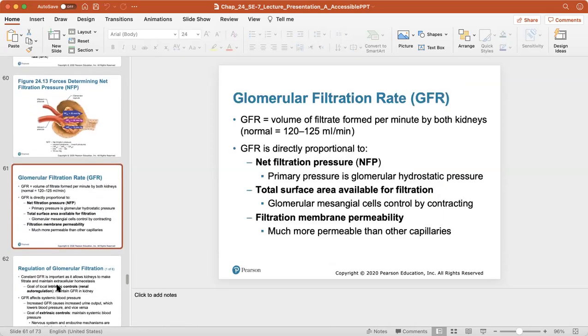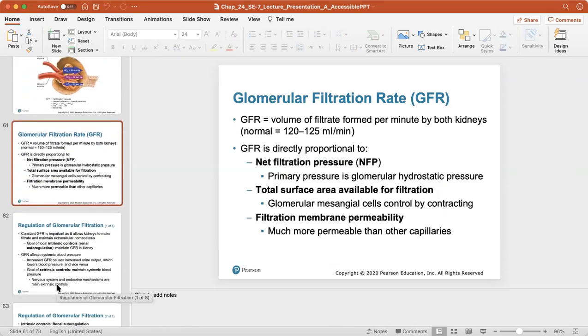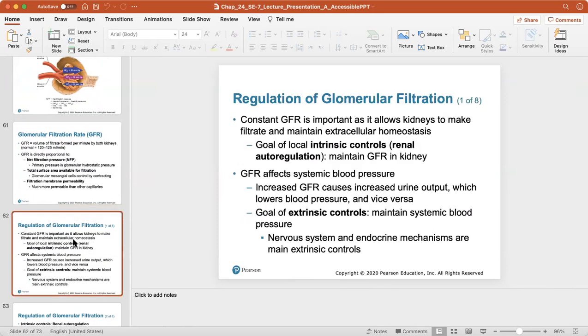The glomerular filtration rate is the volume of filtrate formed per minute by both the kidneys. Normally it's about 120 to 125 milliliters. The glomerular filtration rate is proportional to the net filtration pressure, the total surface area available for filtration, and the filtration membrane permeability.